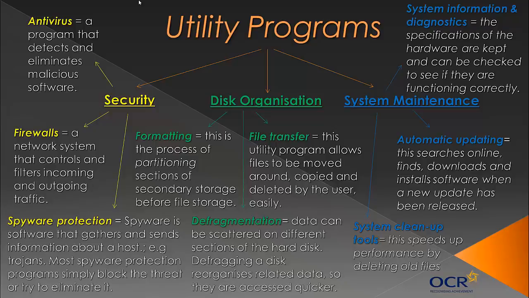Finally, on this slide, we've got to look at system information and diagnostics. So these programs, basically, the system information part, they keep the specifications of your hardware. So if you go to My Computer and Properties, it shows you, for example, your clock speed, how much RAM you've got, your hard drive capacity, and those specifications are just stored in that simple program. And through diagnostics tools, if a doctor diagnoses you with something, it means they are working out what's wrong with you.